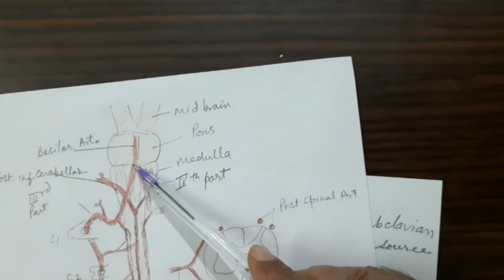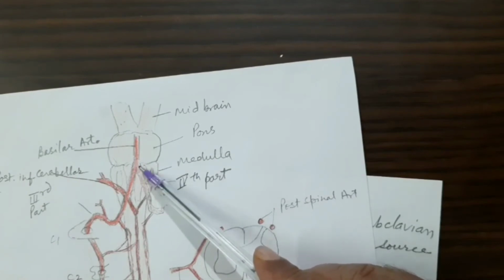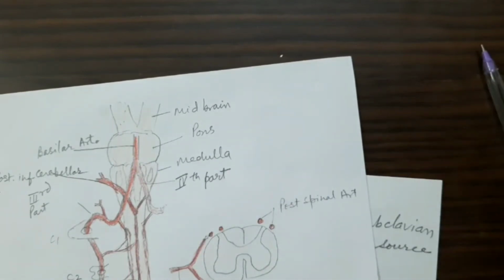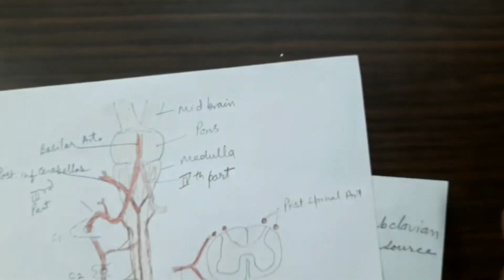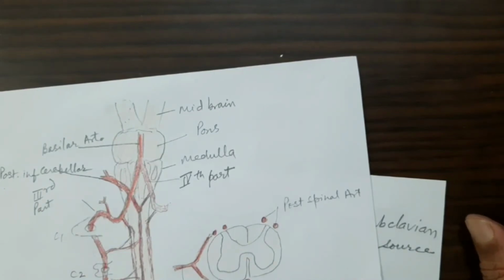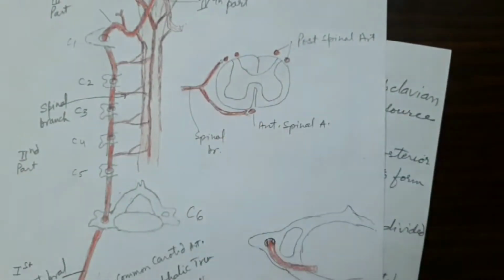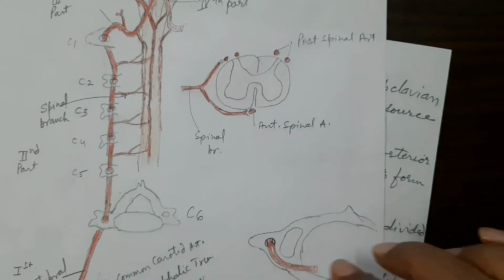Now at the lower margin of the pons, the right and left vertebral arteries will join with each other in the midline and will form a single artery, what is called the basilar artery, which lies on the ventral aspect of the pons, ventral. So this is how the long course of the vertebral artery in the fourth part is seen here.